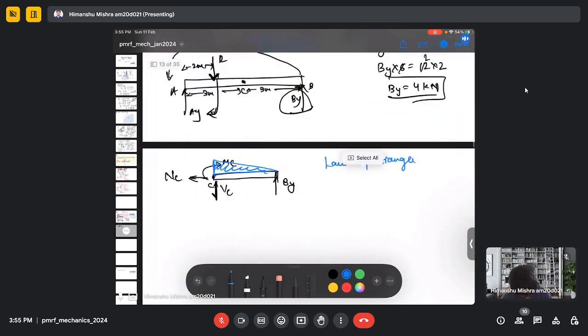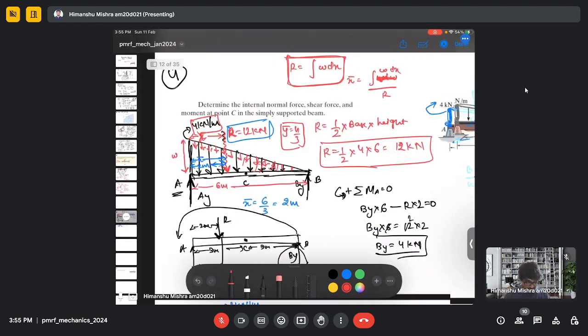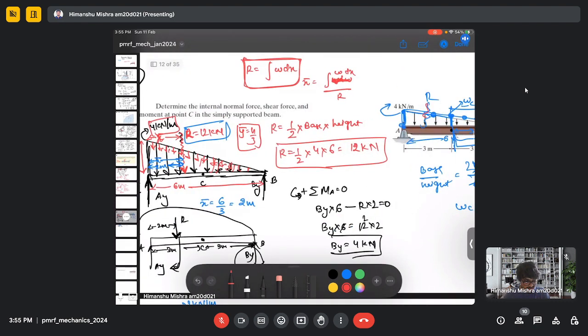So now this WC is 2 kilonewton per meter here. So now there will be a different resultant force. The earlier one, we got this resultant force here, which is R, and which was 12 kilonewton.